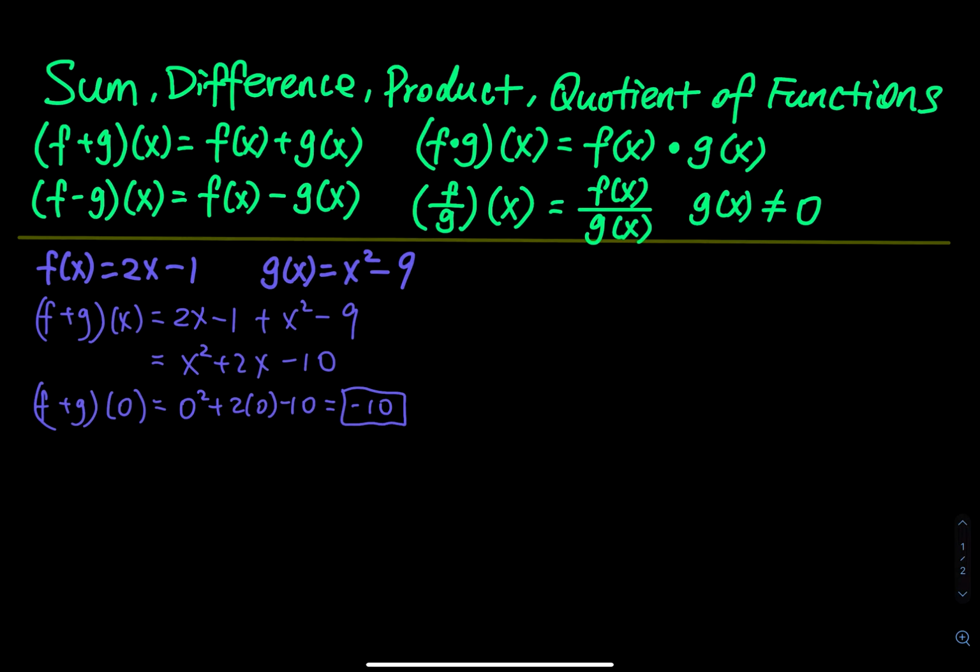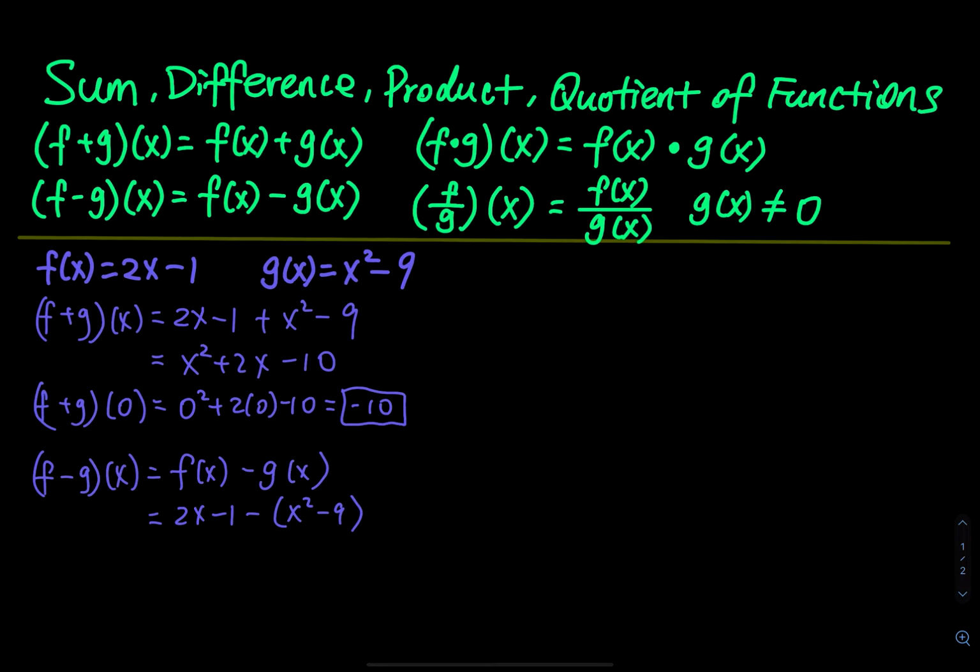Let's do a minus. So we have f minus g of x. That is equal to f of x minus g of x, which is equal to 2x minus 1 minus x squared minus 9. That is 2x minus 1 minus x squared plus 9. And then you can just leave it like that. But I am sure that most of the book would like you to simplify this all the way to the end. So you have a negative x squared.